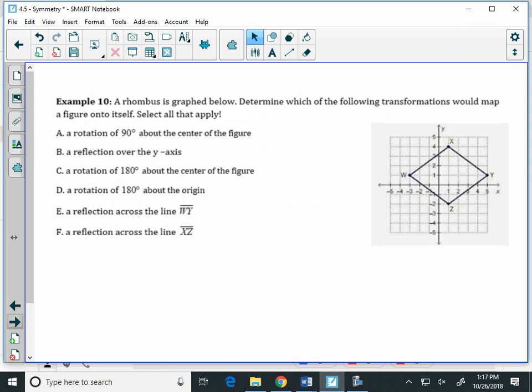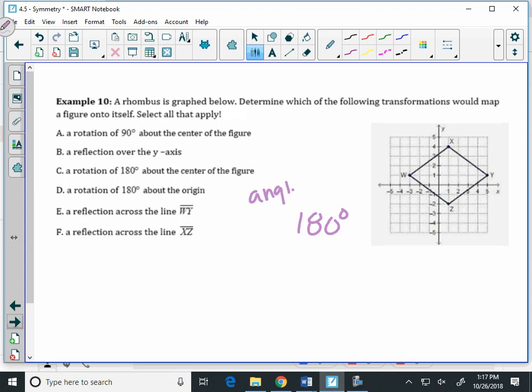If we take a look at the last one, we have a rhombus. It's graphed below. Determine which of the following transformations will map the figure onto itself. So the first one's talking about a rotation of 90 degrees about the center of the figure. Well, again, we just talked about a rhombus's angle of rotation is 180 degrees. Okay? So that's less than 180. But this is 180. So we can circle that one.